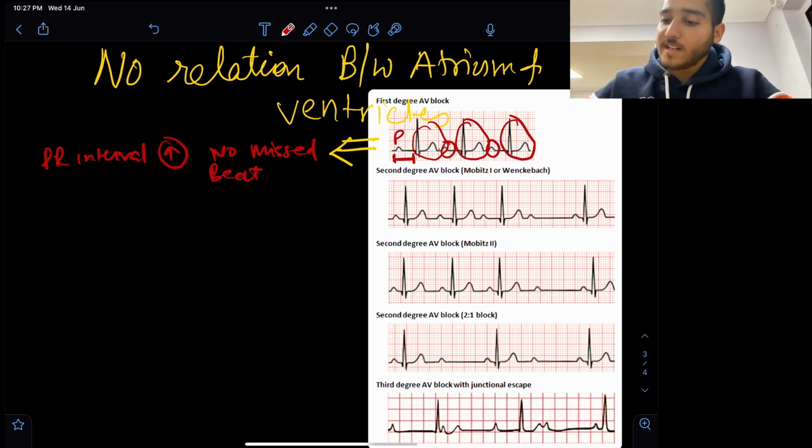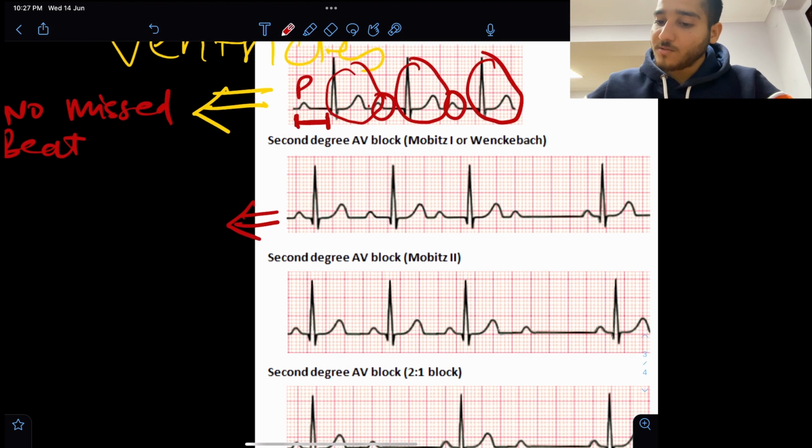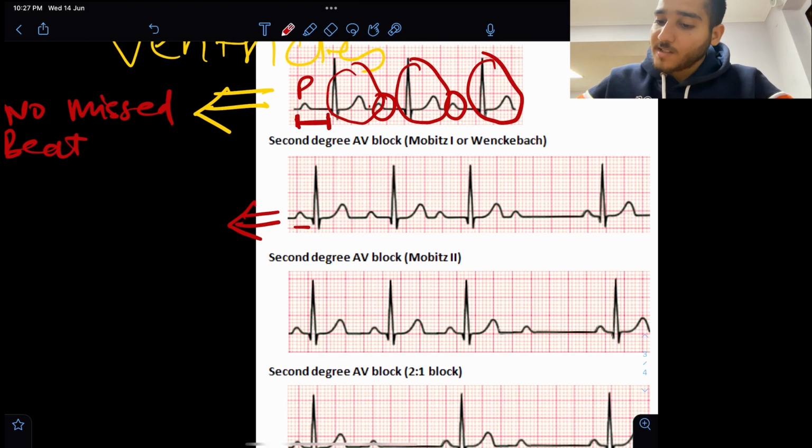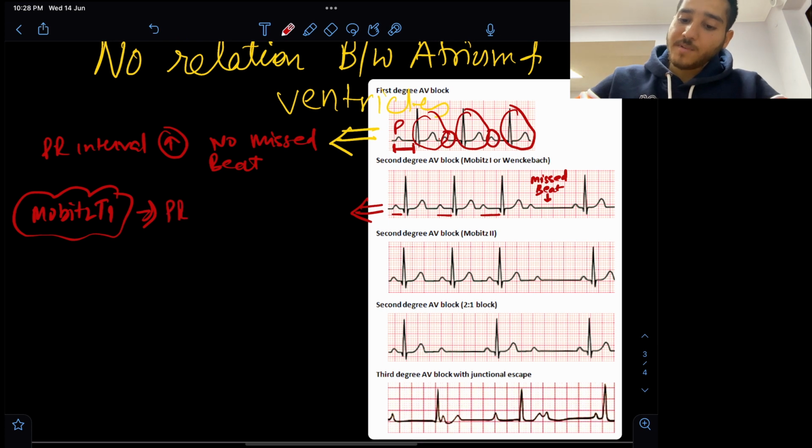In second degree, Mobitz type 1, see, zooming in, there's PR prolongation, then the PR interval keeps increasing, and then there comes a missed beat. Then comes a missed beat. So there's progressive PR interval increase, then a missed beat.